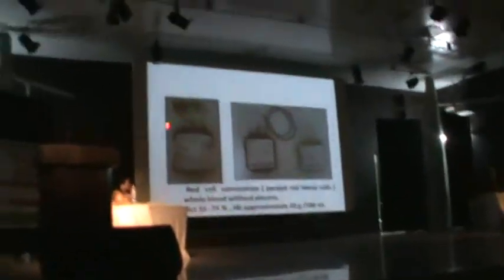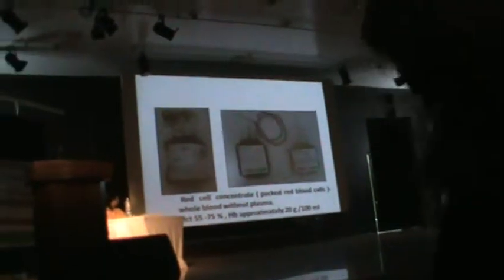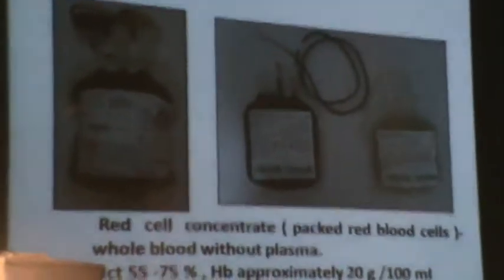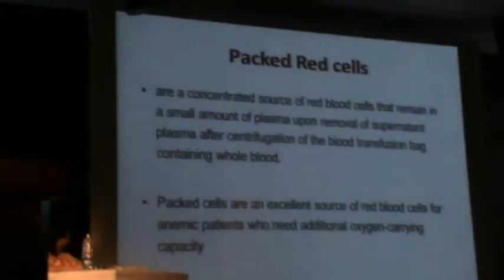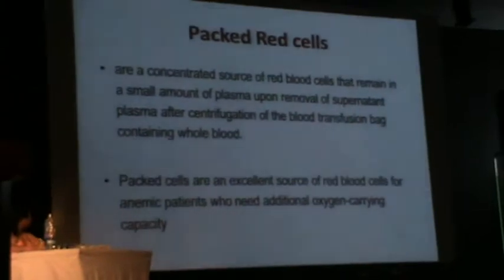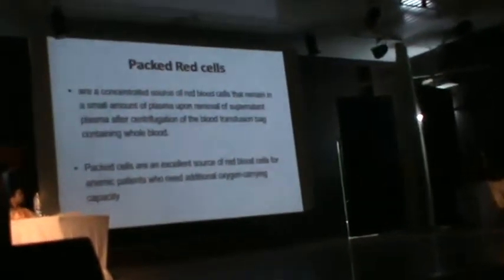So this is whole blood, we have a bag here, then we have the packed cells. So packed cell is whole blood without plasma. So whole blood is separated into packed cells and plasma. So packed cells are a concentrated source of red blood cells suspended in a small amount of plasma. So we retain a little amount of plasma after centrifugation. So these are an excellent source of RBCs for anemic patients who need the additional oxygen carrying capacity. Again, this is dealt with in detail already.